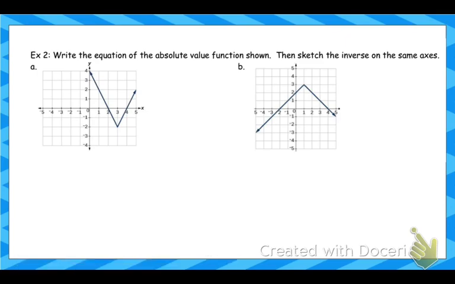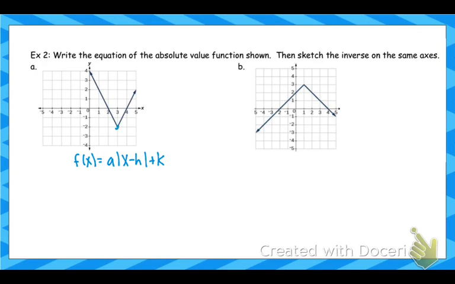So looking at this first one, whenever we write this, it's going to be in this form: a times the absolute value of b times x minus h, plus k. Now this b value, you don't have to have. We'll do a couple examples where you do have to write it with that b value, but you're still going to get a correct equation if you don't worry about that b value, and instead we just use this form. So we're just going to use this setup.